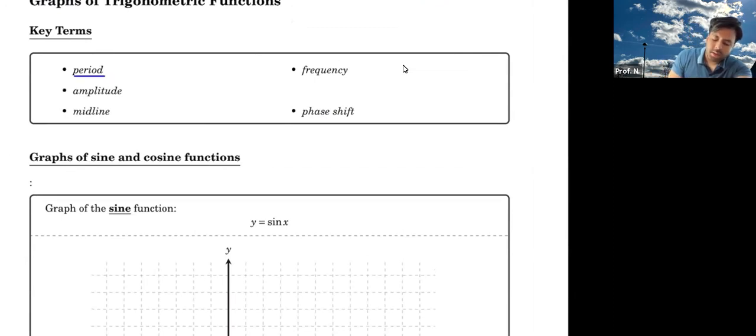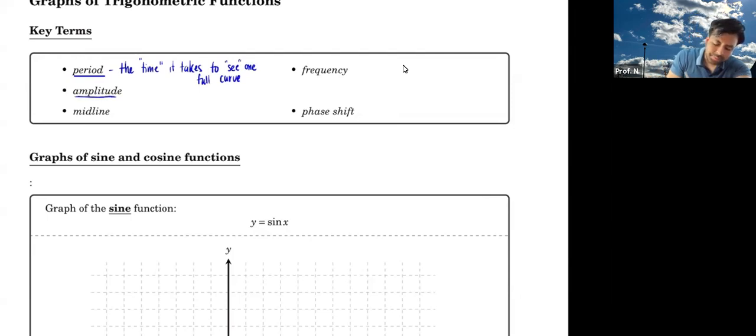So period. Period is the time, quote unquote, it takes to see one full curve. And we'll talk about what that means, the time part, and what does it mean to see a full curve. When I talk about curves, we're either talking about sine, cosine, or tangent.